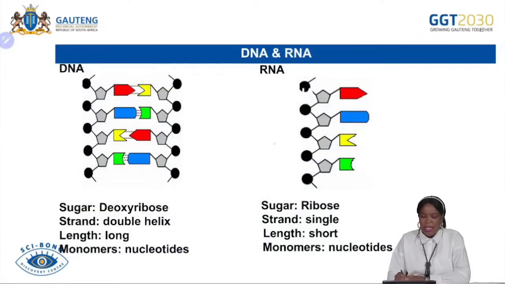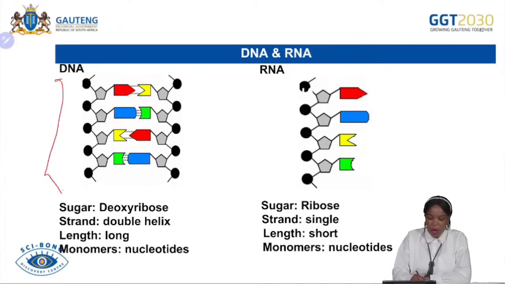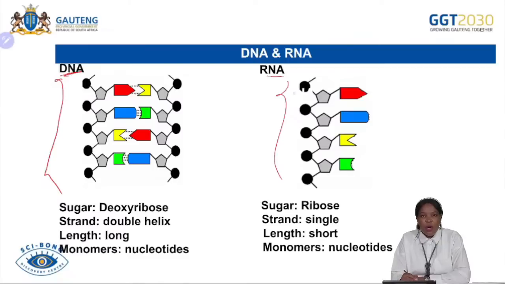Then the differences between DNA and RNA. When you take a look at this molecule here and this molecule here, the first one is of DNA, the second one is of RNA. You check what the differences are. This question appears as a tabulation. They may ask you to tabulate the differences between DNA and RNA. So here you must be able to draw your table and talk about the sugars.